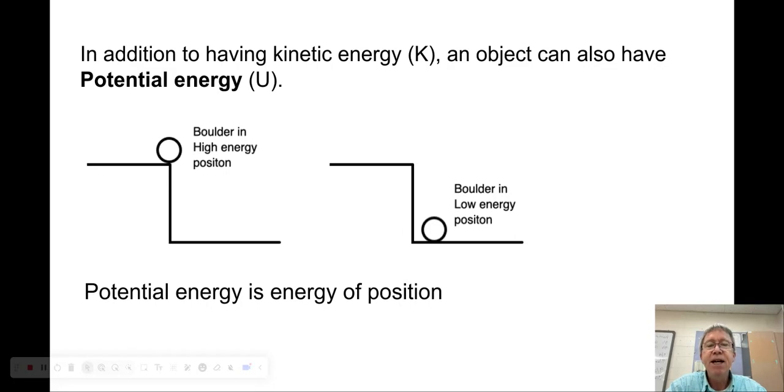All right, and the idea is potential energy is energy of position. And there's lots of forms of energy of position, right? There's lots of types of potential energy. There's gravitational potential energy, spring potential energy, chemical potential energy, nuclear potential energy. So things can have energy because of their position, and when they do, we call that potential energy.